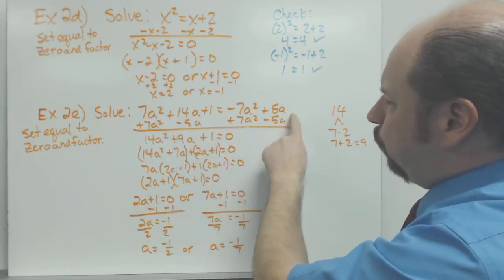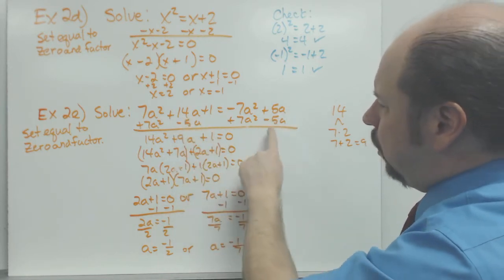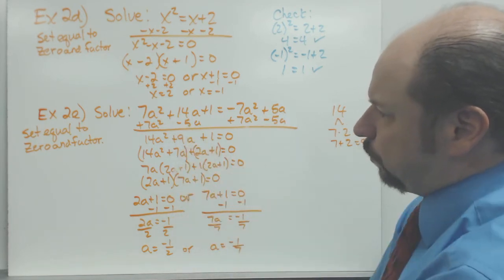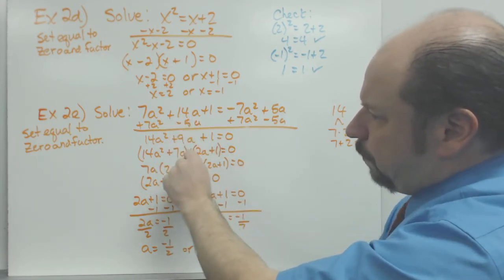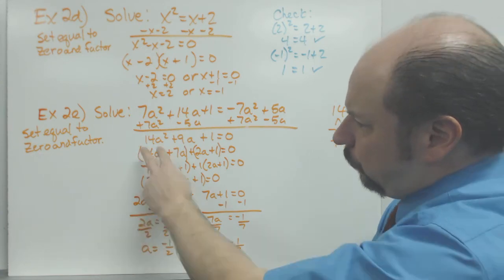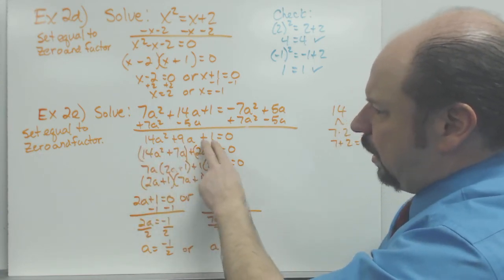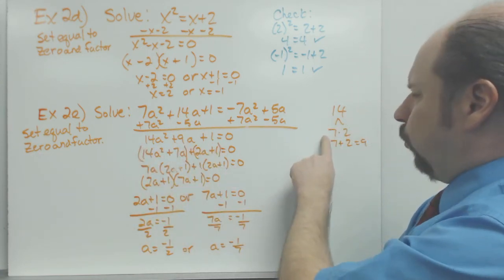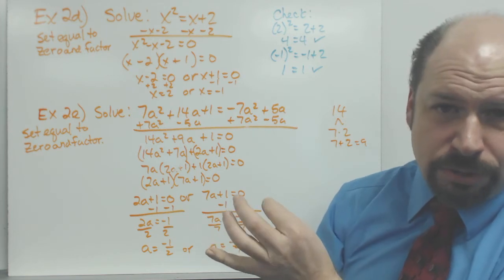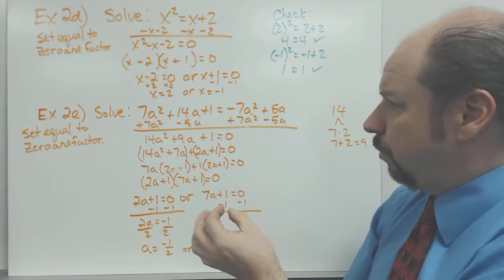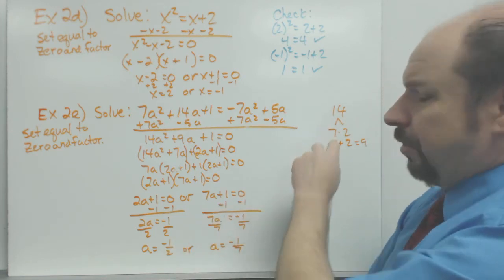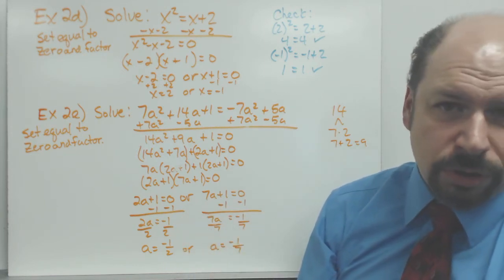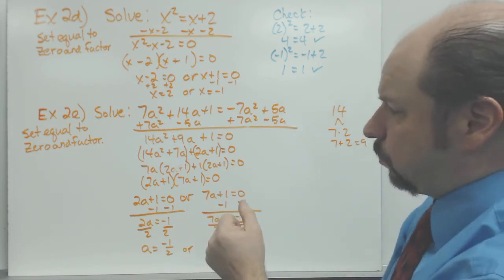And then if we move the plus 5a over to the other side, we do the opposite and subtract. So minus 5a, 14a minus 5a is 9a. So 14a squared plus 9a plus 1. Okay, 14 is 7 times 2, and 7 plus 2 is 9. So I know that that particular way will work. The other way would have been 14 times 1, but 14 plus 1 is 15. That doesn't work.